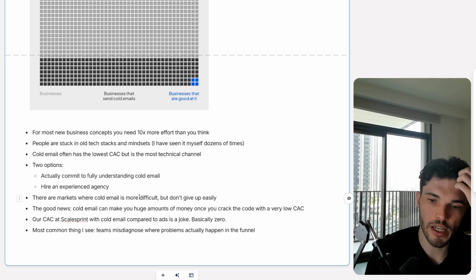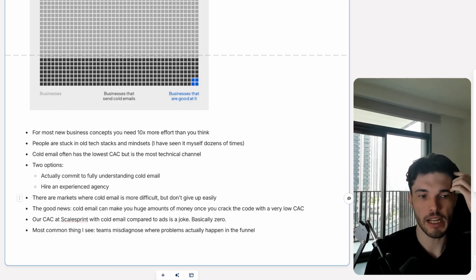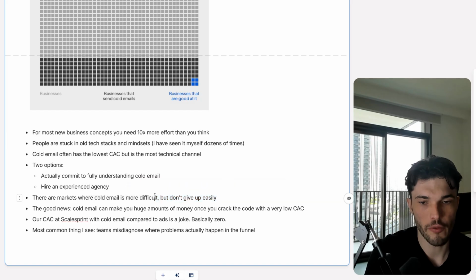Because once you actually make cold email work, it's just going to keep giving you meetings and meetings and meetings at a very low cost per meeting, right? So you really want to make sure you give it a sufficient amount of effort in terms of capital and time, which also ties back to the initial point I made here, with the 10x rule about putting in 10 times more effort than you actually think it is going to take.